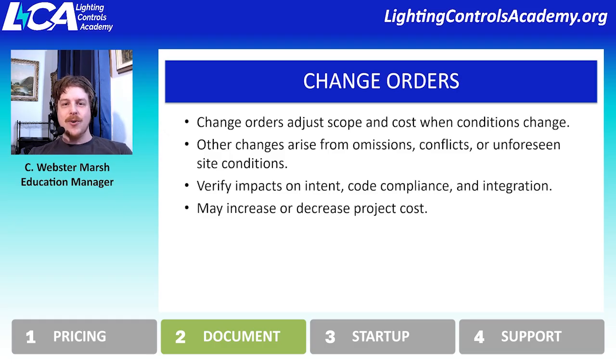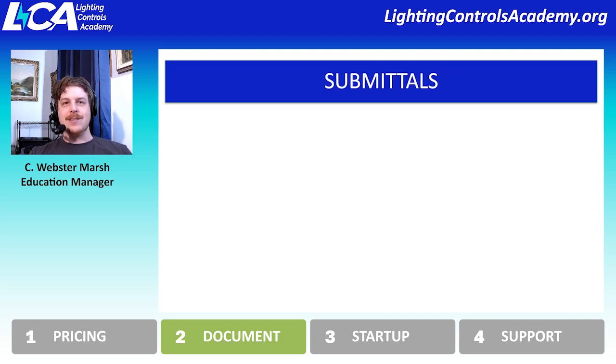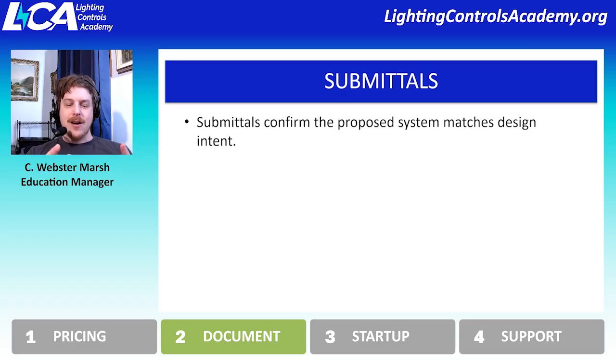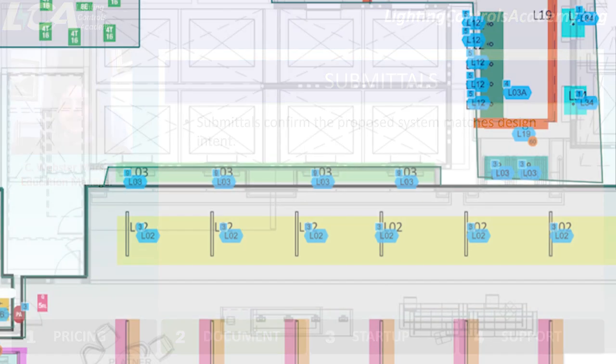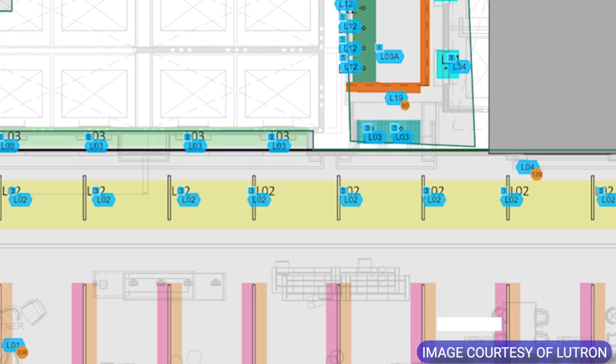If it decreases the project, it's sometimes referred to as a credit to the project, but it's rare that you get to see a decrease in cost of the project. It's oftentimes going to be an increase with a change order. Submittals. So these documents are critical to the lighting controls designer. They are the confirmation of what is going to be purchased and installed and programmed.